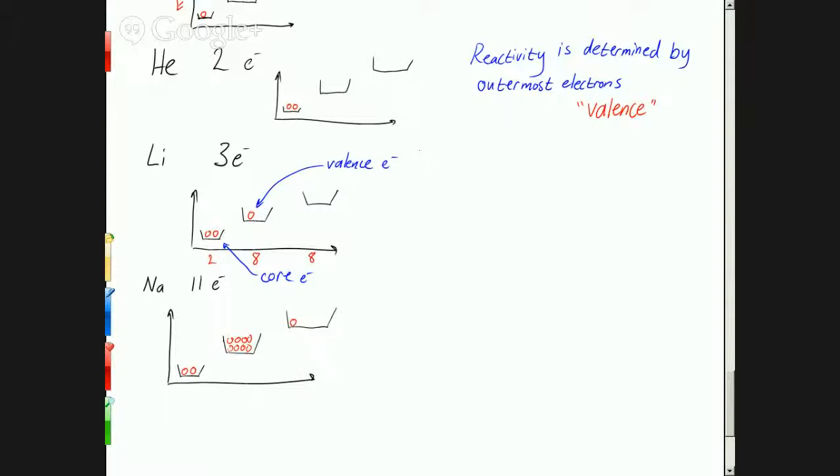The valence electrons participate in the chemistry. They participate in the reactivity. They participate in interacting with other atoms. The core electrons do not. They're particularly stable, stabilized by that interaction with the nucleus. So what about sodium? How many valence electrons does sodium have? Right. And now all of these are going to be core electrons for sodium.